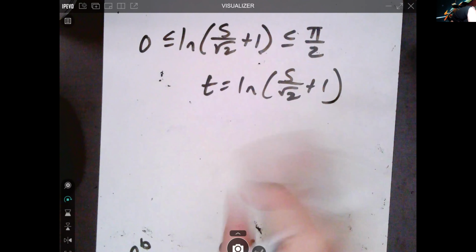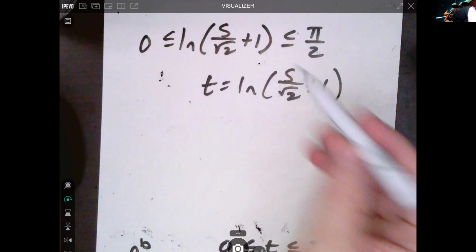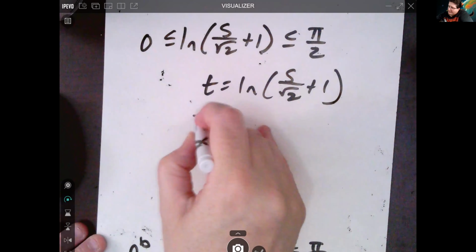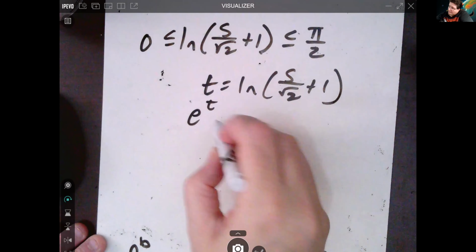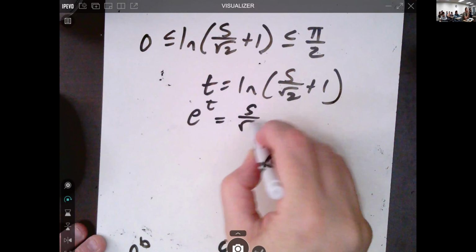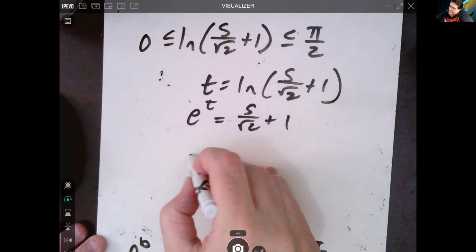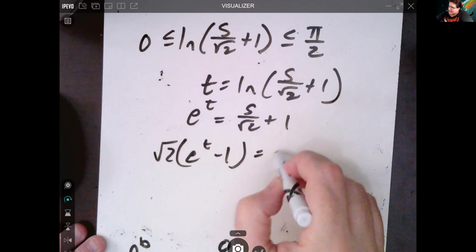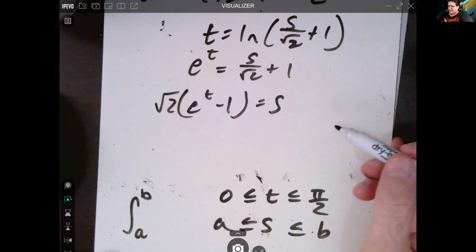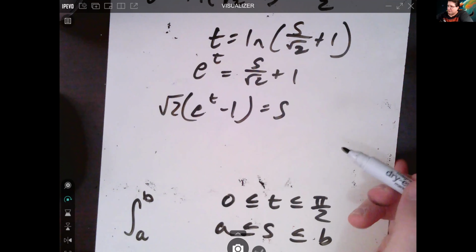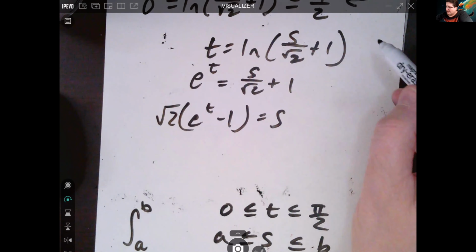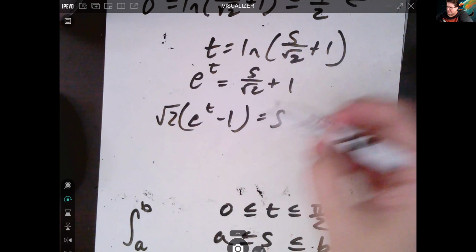I would solve it here and go, okay, we've got e to the T equals S over root 2, plus 1. So e to the T minus 1, times root 2, equals S. And then I would plug in my 0 and pi over 2 here. I wouldn't try to do it in this thing right here, because then it gets convoluted. I would solve here and then plug them in.